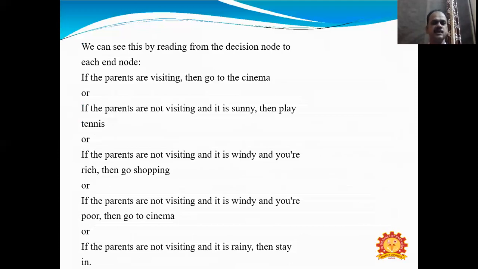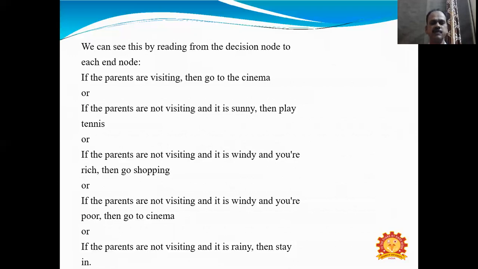So we can see this by reading from the decision node to each end node. If the parents are visiting, then go to the cinema. Or if the parents are not visiting and it is sunny, then play tennis. Or if the parents are not visiting and it is windy or you are rich, then go shopping. Or if the parents are not visiting and it is windy or you are poor, then go to cinema. If the parents are not visiting and it is rainy, then stay in.